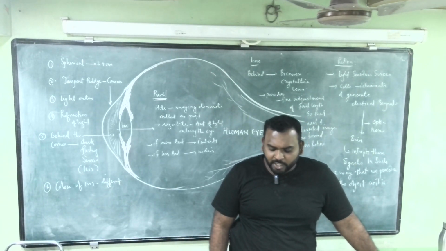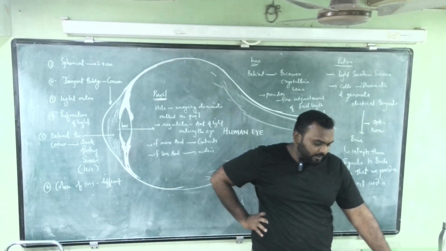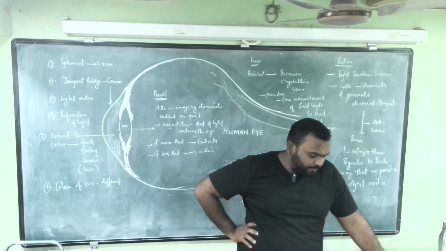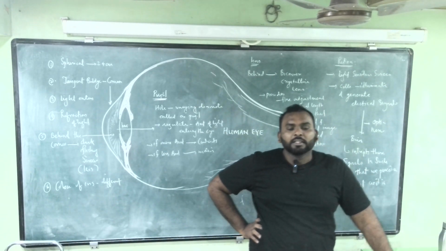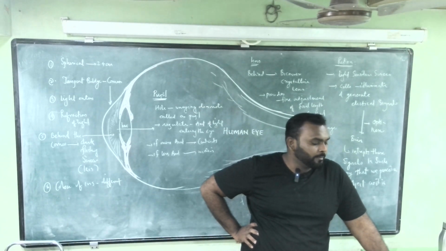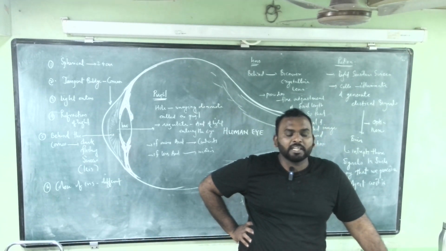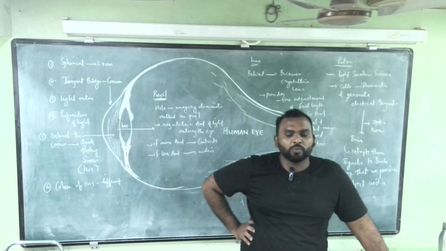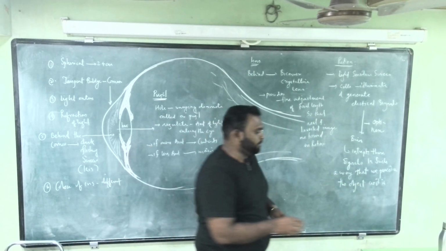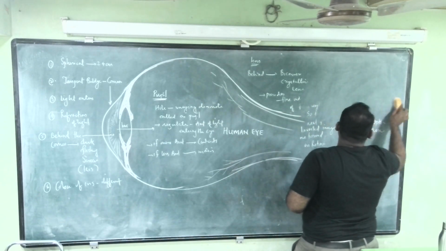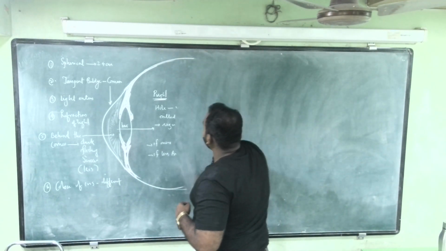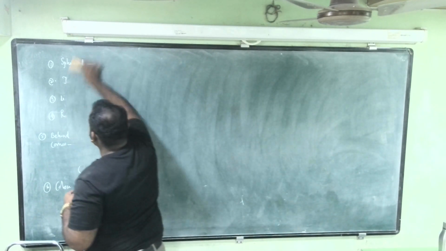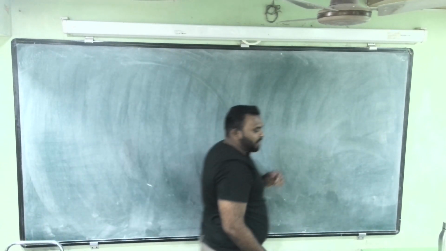Write down power of accommodation. The capacity of a lens to change its focal length as per the need is called power of accommodation. You got what is power of accommodation?